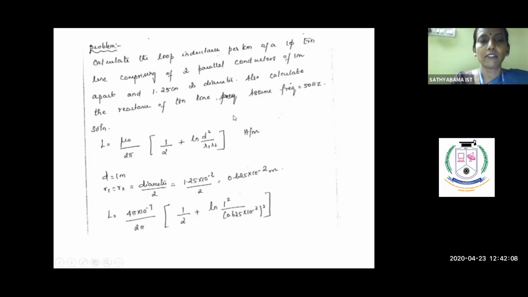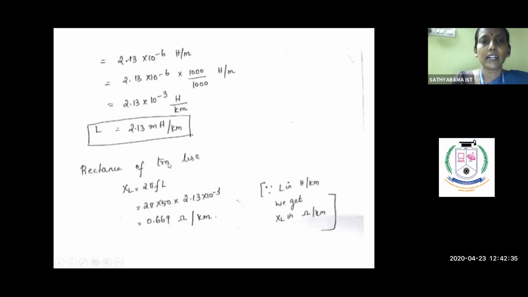So this is the formula we have derived here. Here D, the distance between the conductors, is given as 1 meter. So D substitute is 1 meter. And the diameter of each conductor is given as 1.25. So your R1, R2 both are going to be the same, 1.25 into 10 to the power minus 2. That is diameter. Divide that by 2, you will get the radius and substitute it here. Mu naught, you all know that it is 4 pi into 10 to the power minus 7. So when you substitute, you will end up with this answer, 2.13 into 10 to the power minus 6 Henry per meter.